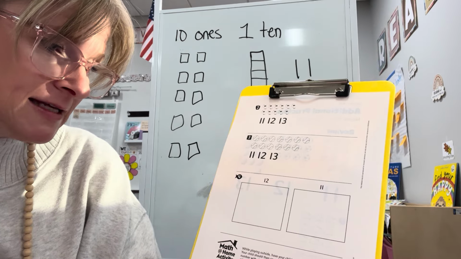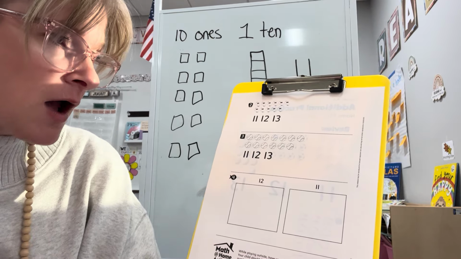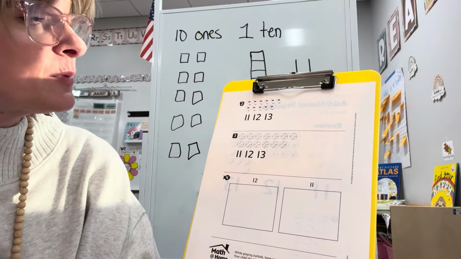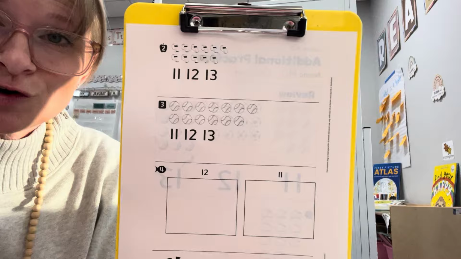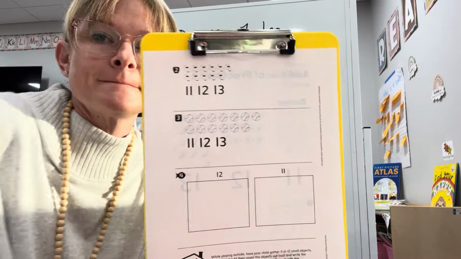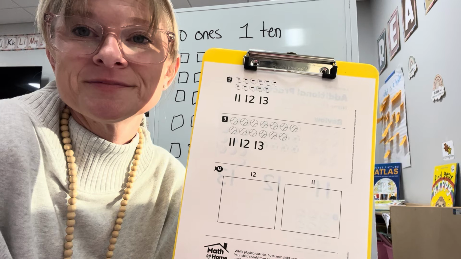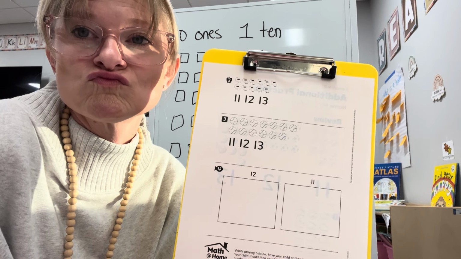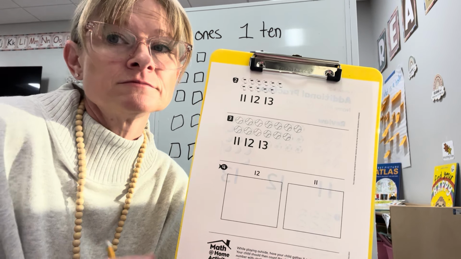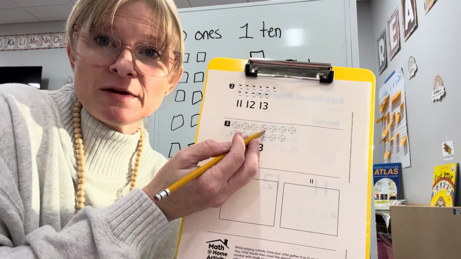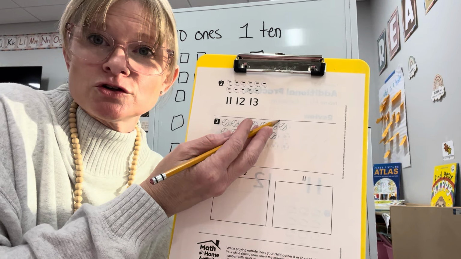All right, how many tennis balls? I want you to count the tennis balls and circle the number that shows how many. All right, make sure you cross out. That's one of our strategies. That means something that you do to make sure you're doing it right.